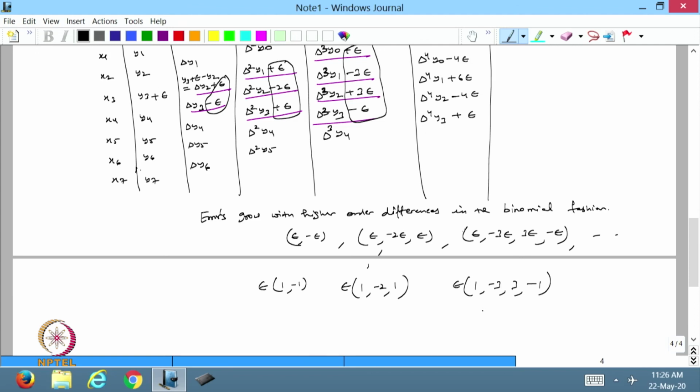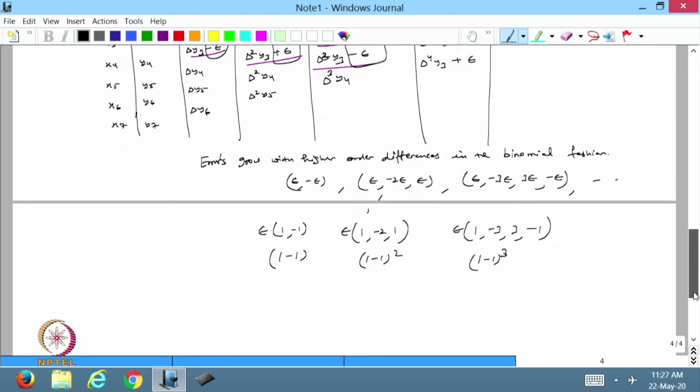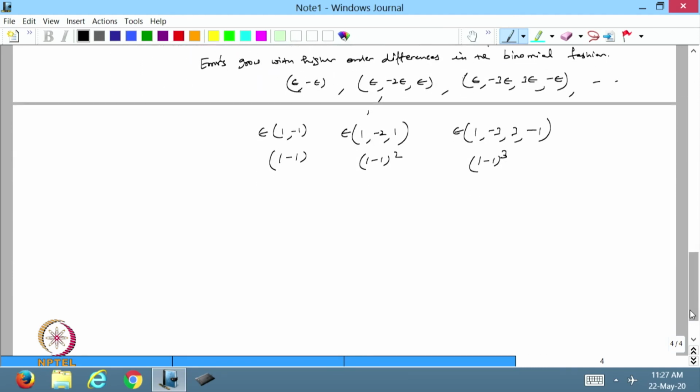So, it is a cube plus b cube minus 3a square b plus 3ab square. So, this is also, if I take this one, I can write as 1 minus 1 power cube. This I can write as 1 minus 1 square. This I can write as 1 minus 1. So, like this one. So, it is a binomial fashion, the error is growing, and it grows as we take the higher order differences.